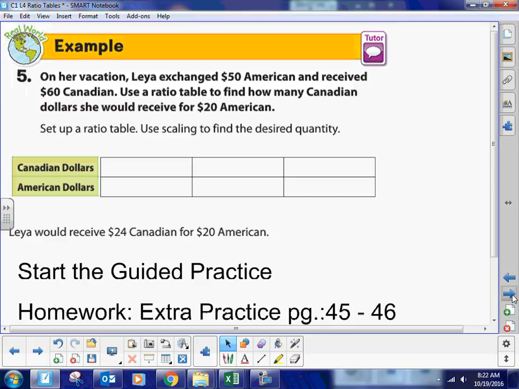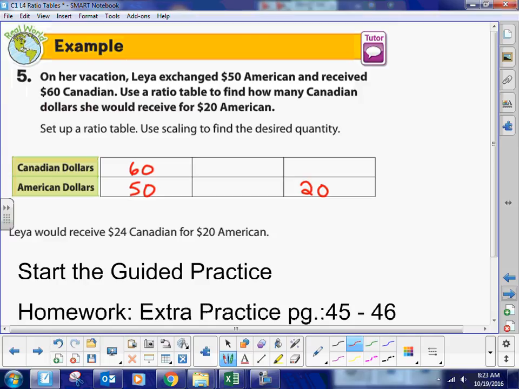Okay, if you're looking now to just set up the problem, here I'll set up the problem for you. It says, on her vacation, Leah exchanged $50 American and received $60 Canadian. Use a ratio table to find out how many Canadian dollars she would receive for 20 American. So we set up the ratio. Canadian dollars is 60 and American dollars is 50, and they want to find out what you'd receive for 20 American dollars. All right, that's the setup. Why don't you go ahead and pause it again and continue on from there to see if you can do it. Remember, you're trying to find greatest common factors.